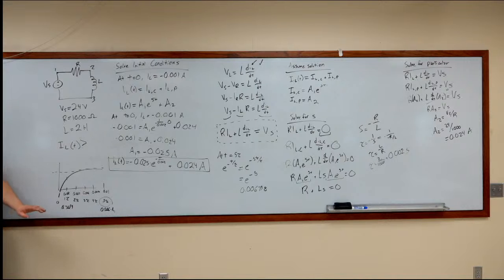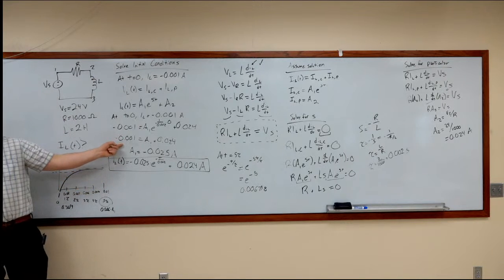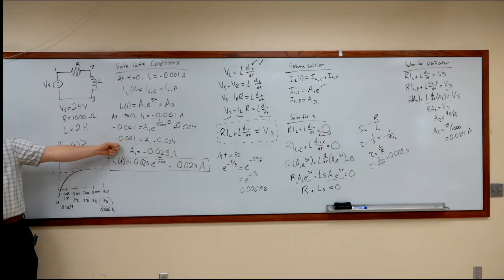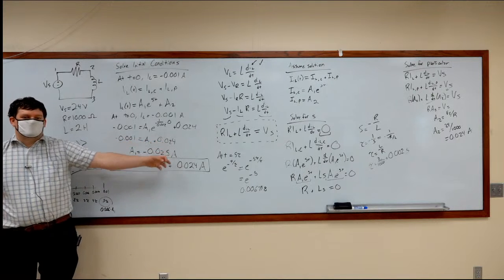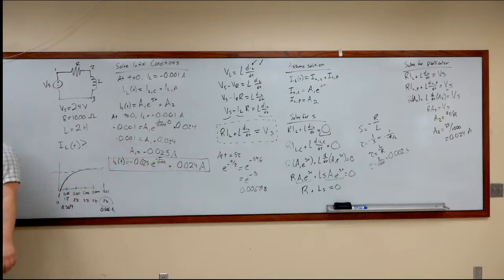Okay? Now the significance of A1. A1 is the difference between where you start and where you end. Here you start at negative 0.001, you end at 0.024. That's it. So A1 is the difference between those two. This value, the farther you are away from steady state, the larger this graph grows. And that's all A1 represents. It's how far away you start from steady state.